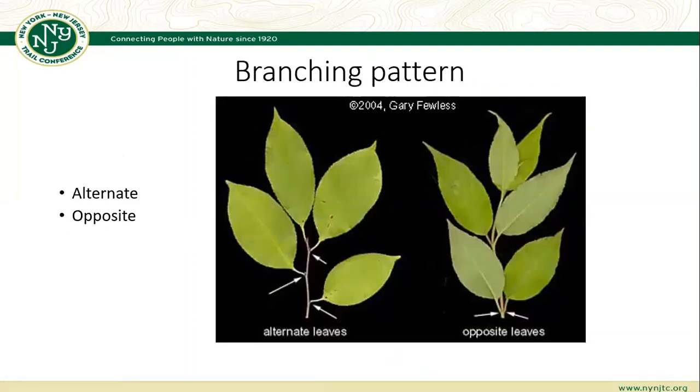Okay, so the next thing that I look at when I'm identifying plants is the branching pattern. Two of the most common are alternate and opposite. So here is an example of alternate leaves on the left. And you can see a leaf is coming out here from the branch, and then a little bit further up, a leaf comes out, further up, a leaf comes out. As opposed to with opposite here on the right, these leaves are coming out from the branch at the exact same spot along the stem.